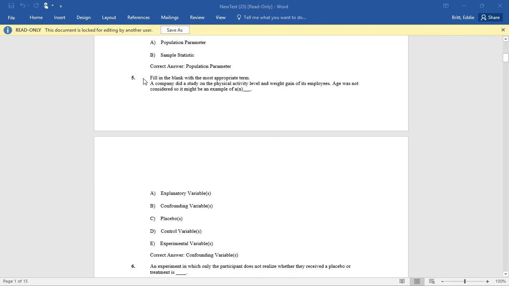All right. Number 5, fill in the blank with the most appropriate term. A company did a study on the physical activity level and weight gain of its employees. Age was not considered. So it might be an example of, all right, so if you have an outside variable like age that could affect the study, then that's a confounding variable. All right, so that's why it's confounding variable.